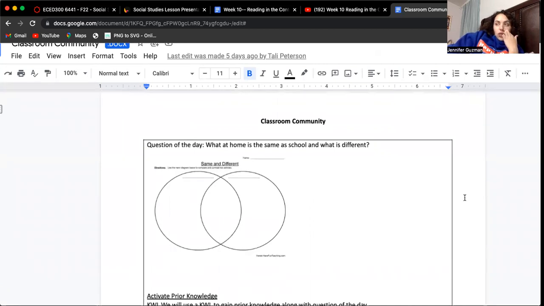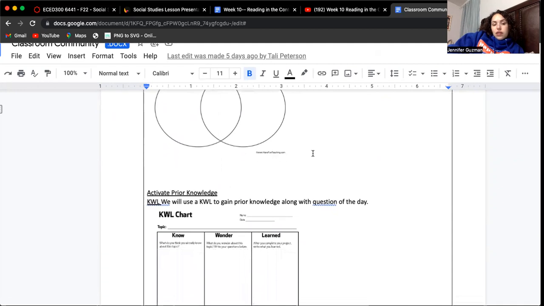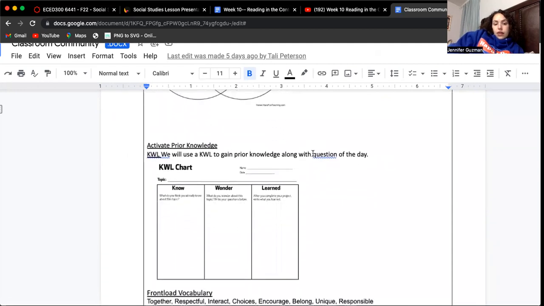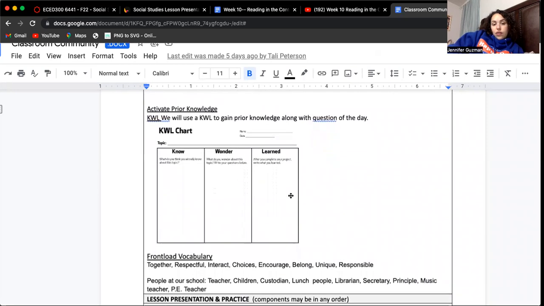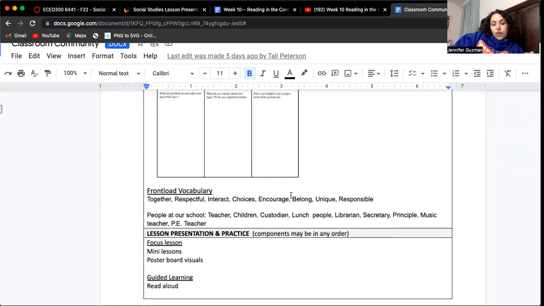For this, we want the students to share what they do the same at home and school and what are the differences that they do. And then we'd compare it to other students' KWL charts. And then we have this one we'd use to gain prior knowledge. We have more vocabulary.